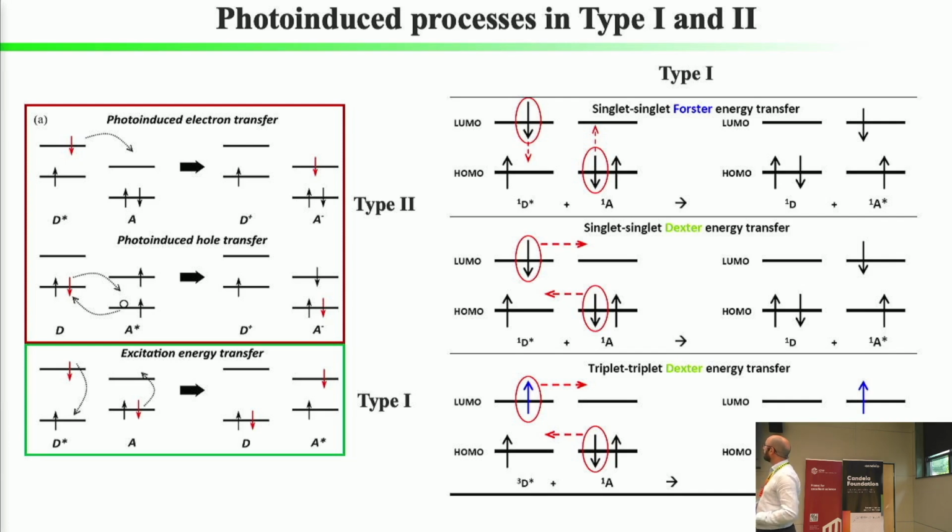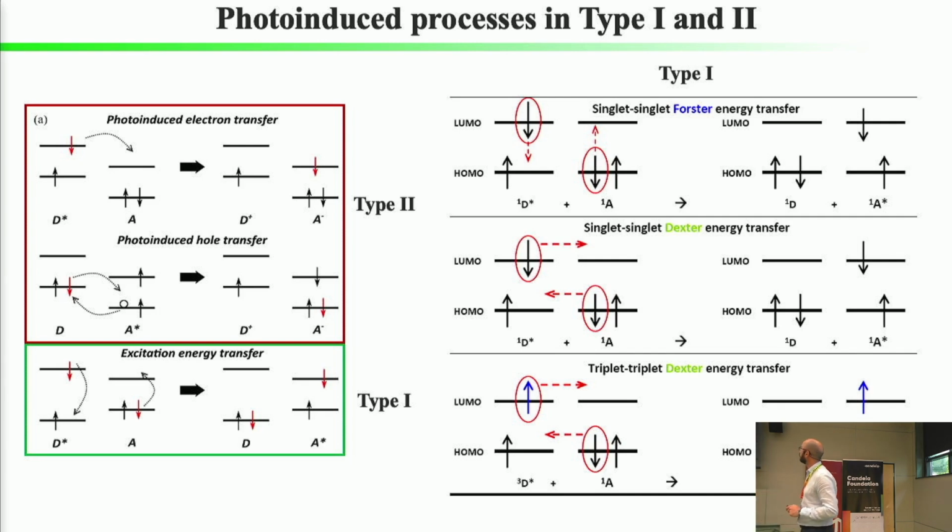photoinduced phenomena. For type 2, if you excite the donor, the electron on the donor can be transferred to the acceptor. You have photoinduced electron transfer, and the same for the hole. For the energy transfer in type 1, you can have at the same time the excitation of the donor and the acceptor electrons, and then you can swap to have energy transfer. And this can be a bit more complicated.